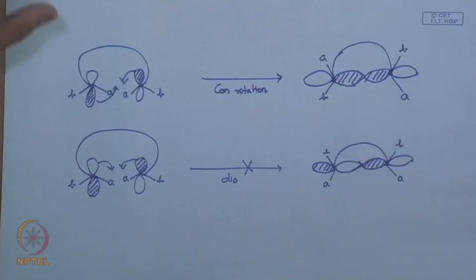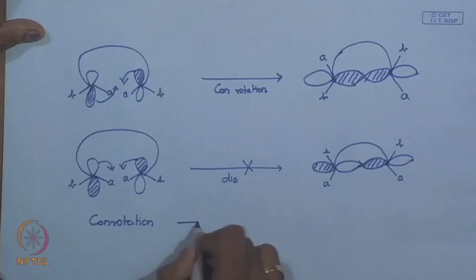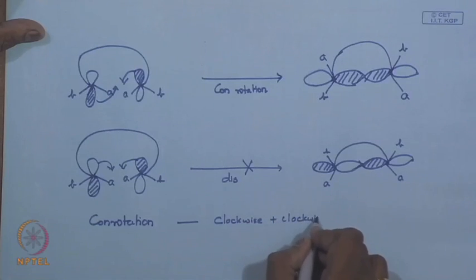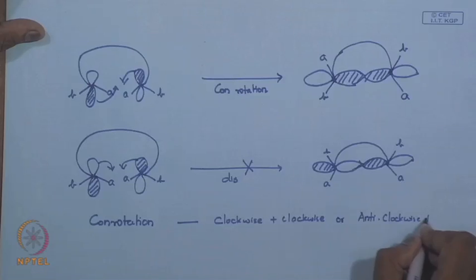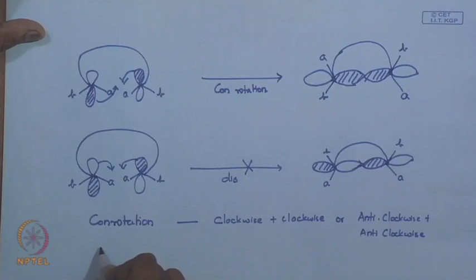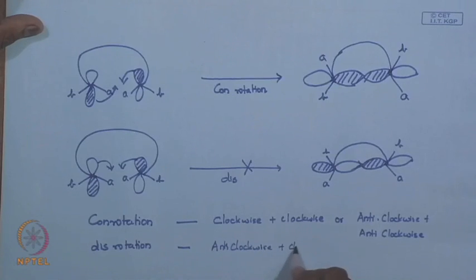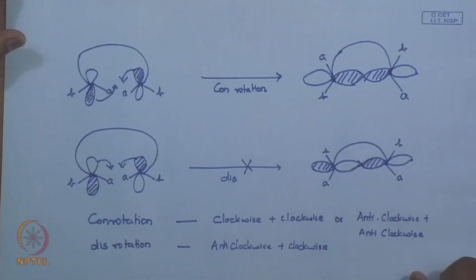Fine. So just to summarize, conrotation is nothing but either clockwise plus clockwise direction, or anti-clockwise plus anti-clockwise. And disrotation is nothing but anti-clockwise plus clockwise, or vice versa. Fine. So, this is the stereochemistry of electrocyclic reaction.